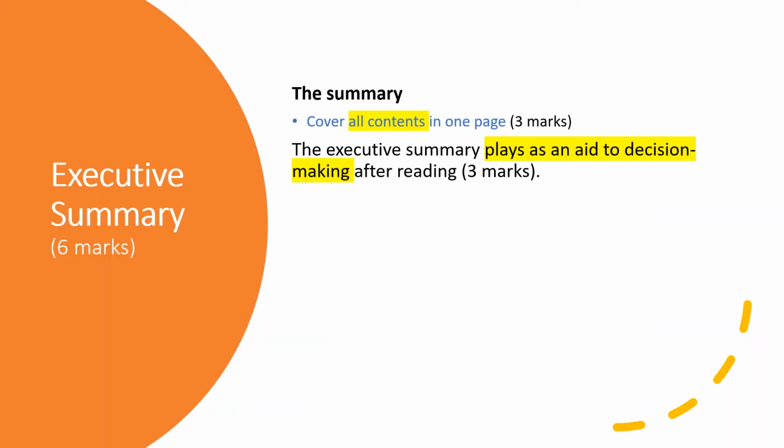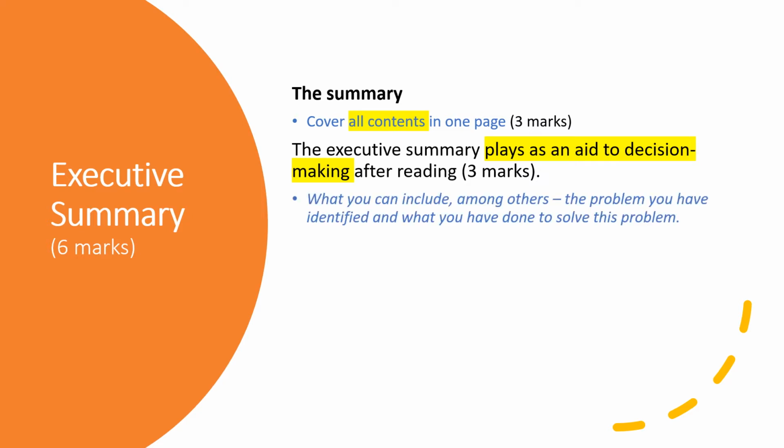The first section is the executive summary. In this summary, you are to cover all the contents of the case analysis in one page. So the executive summary plays an aid to decision making after reading. So what you can include here, among others, is the problem you have identified and what you have done to solve this problem. So I will provide some tips here.